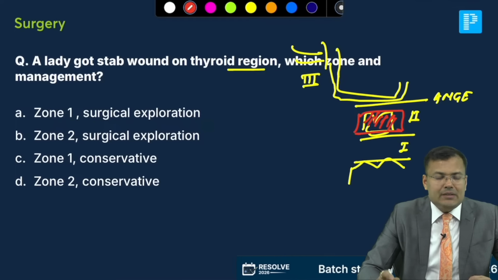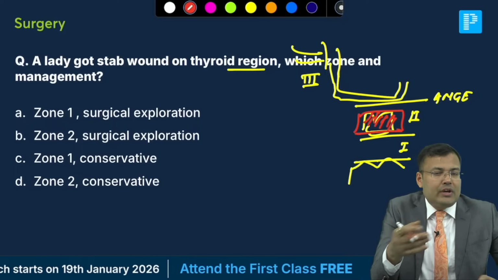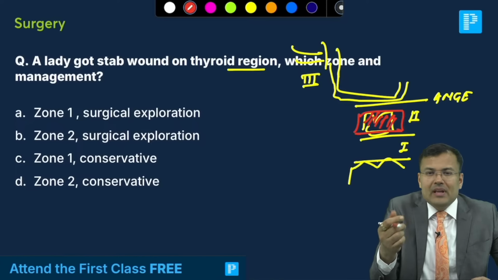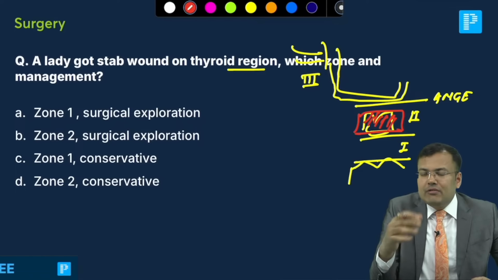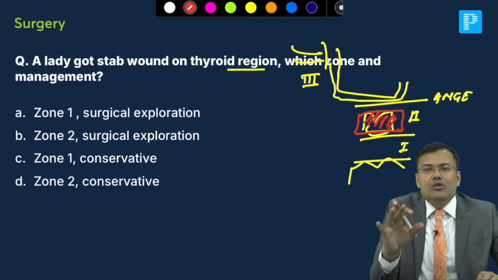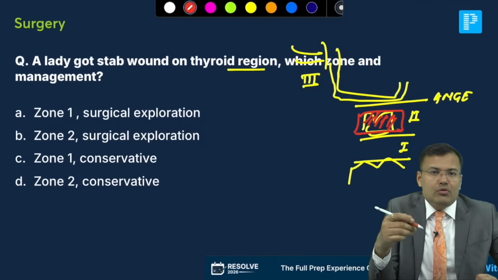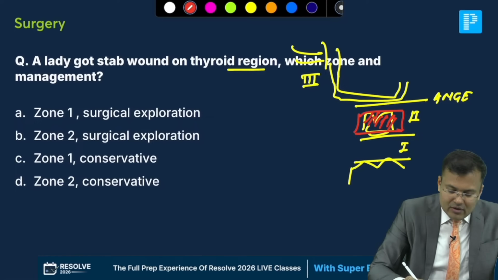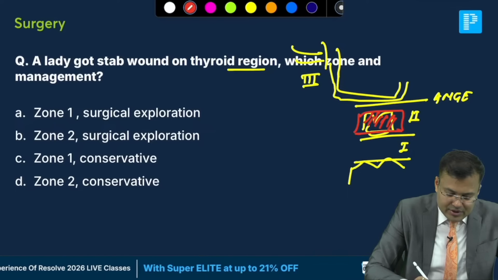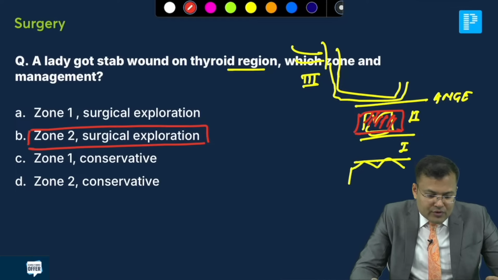Which zone and management? Whenever there is involvement of this thyroid and there are structures located posterior to thyroid like trachea, like esophagus, some students were telling that sir, there was air bubble also coming out. It means what is injured? Trachea. So it doesn't matter. There is penetrating injury in zone 2. In this case, what you have to do? You have to go for surgical exploration. So, correct answer is option B. We have to go for surgical exploration.